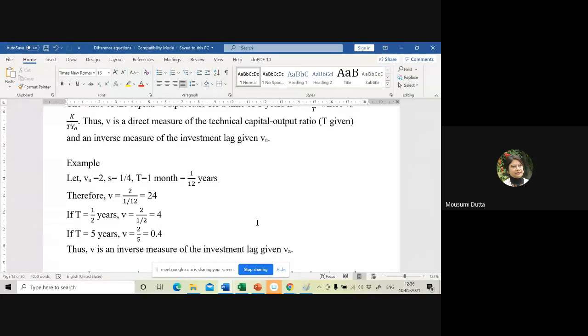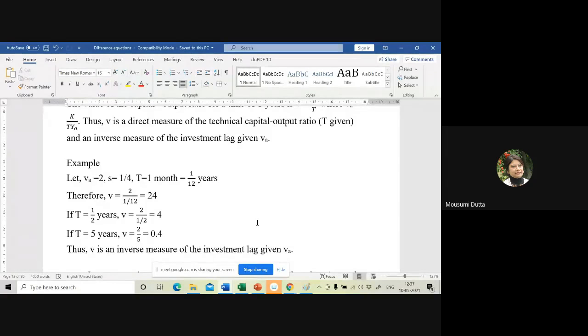So here I am considering a fixed capital output ratio of 2, and then I am changing the gestation period. That is, when the investment will start and when it will be realized. That time lag I am putting here, and then only we are getting the actual value of V, the actual value of the accelerator. So thus, V is an inverse measure of the investment lag given the capital output ratio.